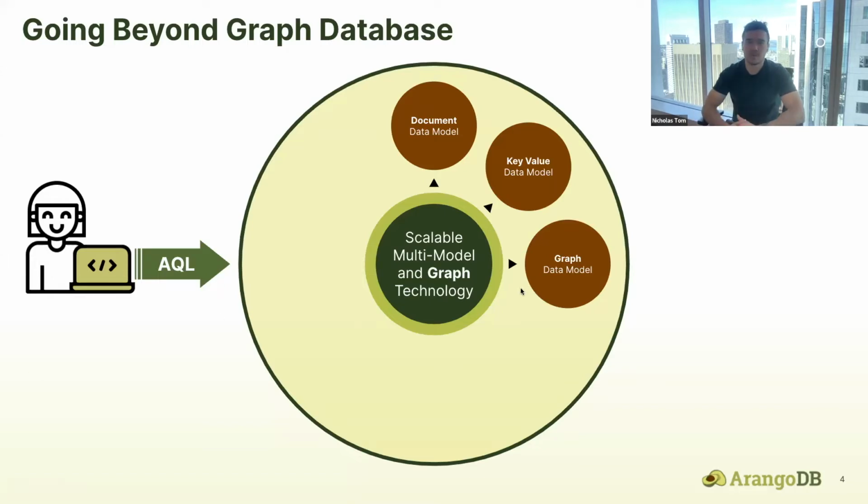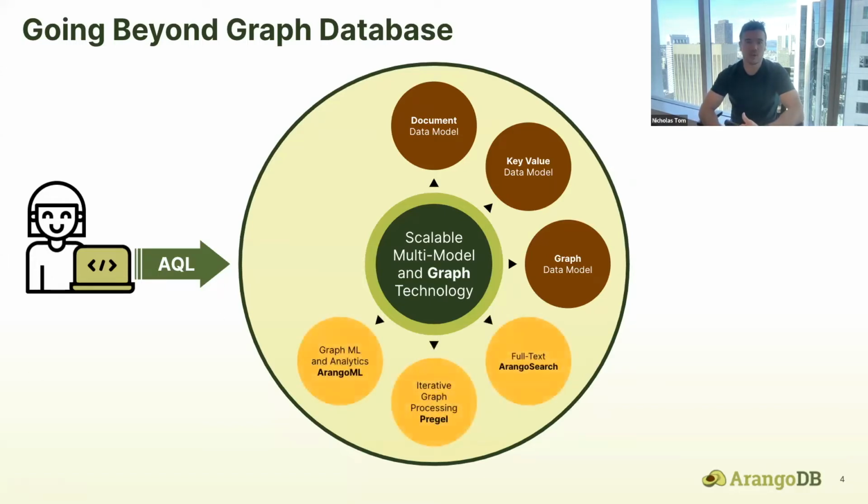ArangoDB has a full text search engine integrated directly into our solution called ArangoSearch, thus eliminating the need to run any additional layered search technology. We also support iterative graph processing with precoded algorithms out of the box, such as PageRank, connected components, strongly connected, weakly connected, friends of friends, and hundreds of other algorithms. Furthermore, on the machine learning side, ArangoDB supports GraphML and analytics through our own ML pipeline called ArangoML.